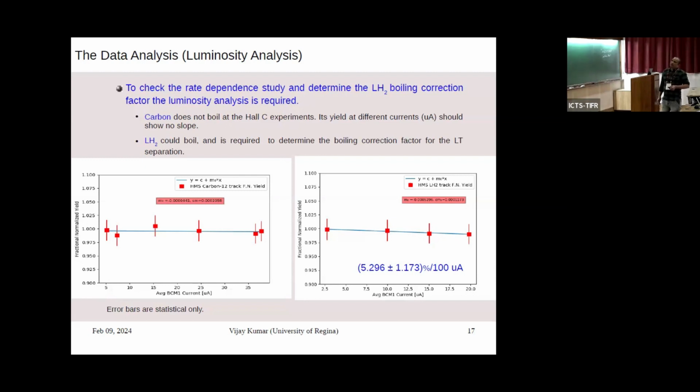So this is for the carbon target. This is the relative yield corrected with all efficiencies. And here we can see it is flat within errors. And here this is hydrogen. Here I found the correction factor that I will apply for the final physics analysis. We call this the target volume correction factor. This is 5.296 plus or minus, per 100 microamperes.